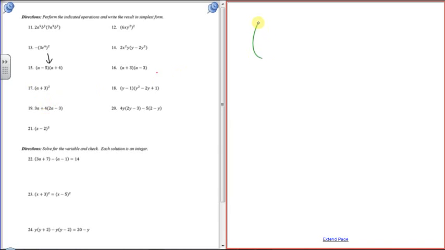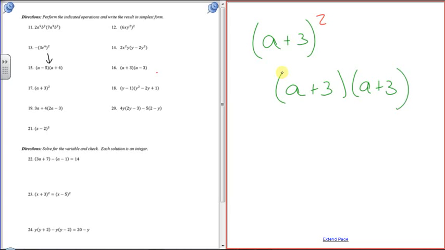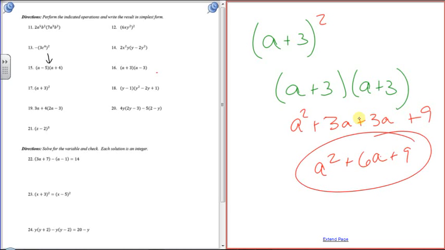Whenever you see a binomial and you're squaring it, I always want you to begin by immediately writing it out twice. I'm going to be looking for that. If you want any kind of credit for that problem, that's what I need to see on your paper. FOIL it out, you'll get a squared, outer terms plus 3a, inner terms plus 3a, last terms plus 9. a squared plus 6a plus 9 is your result.